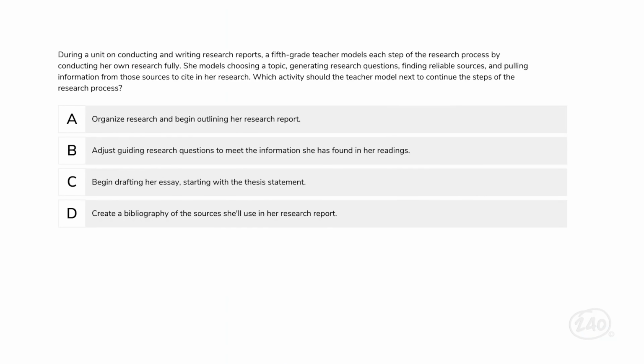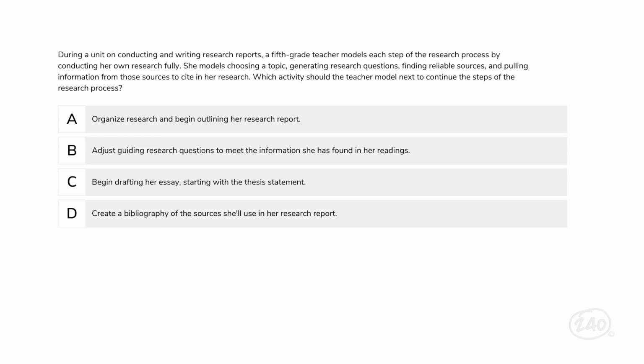During a unit on conducting or writing research reports, a fifth grade teacher models each step of the research process by conducting her own research fully. She models choosing a topic, generating research questions, finding reliable sources, and pulling information from those sources to cite in her research. Which activity should the teacher model next to continue the steps of the research process?